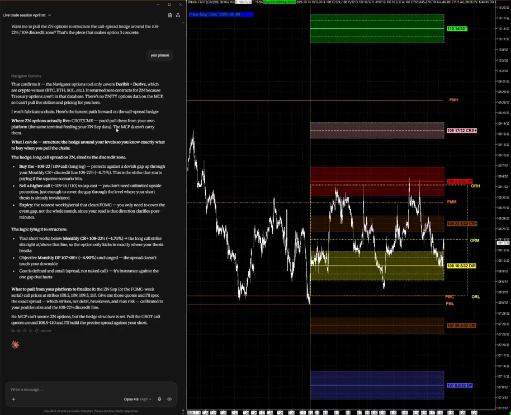So the Navigator comes back and says, hey, I only have access to Deribit options data for crypto. I don't have any options data for the 10-year. So I'm not going to make up any numbers, but here's what we can do. So it's telling me to go pull the options data. What we can do is structure the hedge around your levels so you know exactly what to buy.